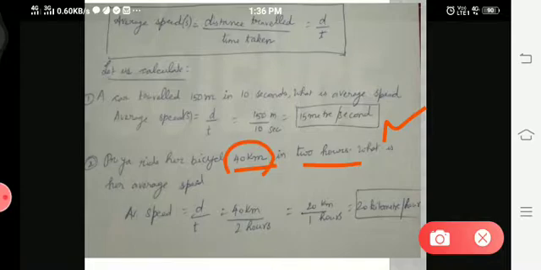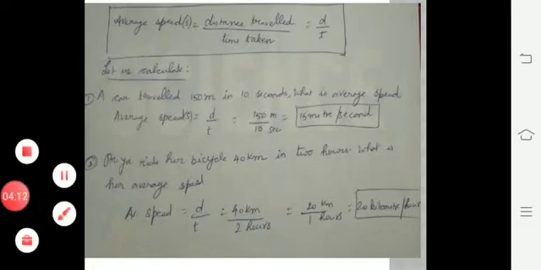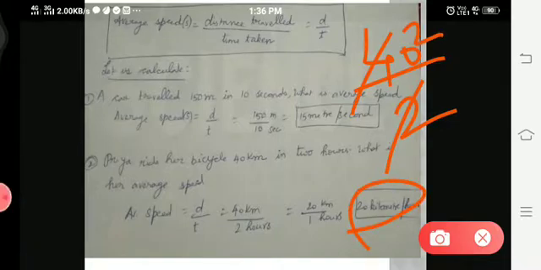How will we calculate the average speed? Average speed equal to D divided by T. D is 40 kilometers, T is 2 hours. So 40 divided by 2. How do we calculate 40 divided by 2? 1 2 is 2, 2 2s are 4. So the answer is 20 kilometers per hour.